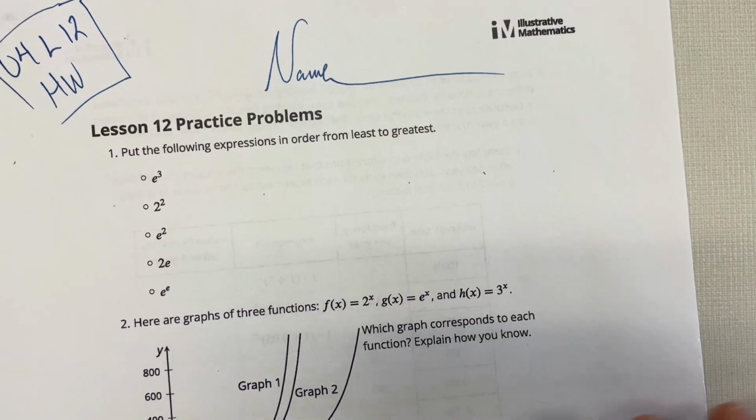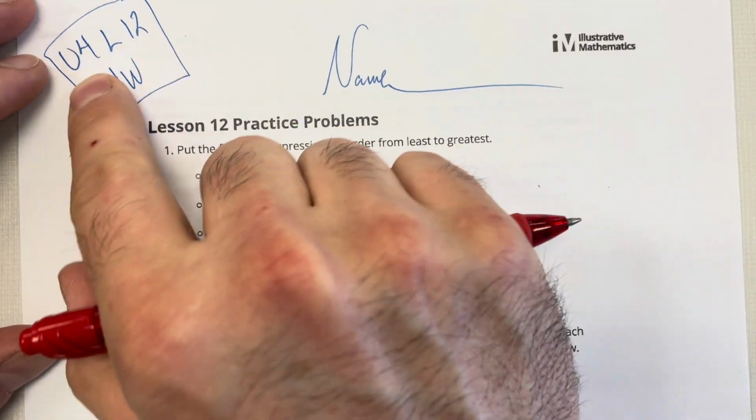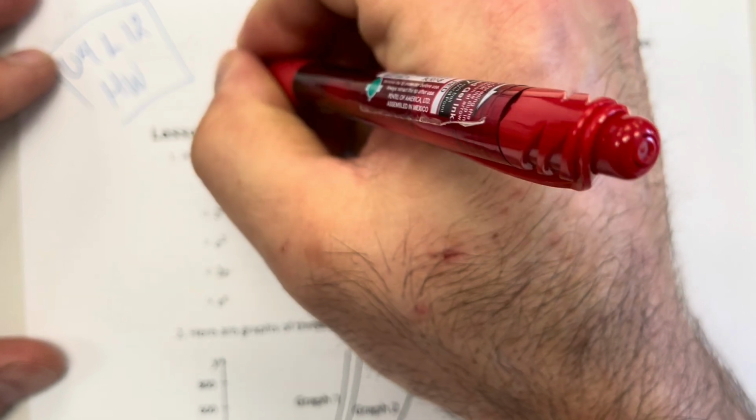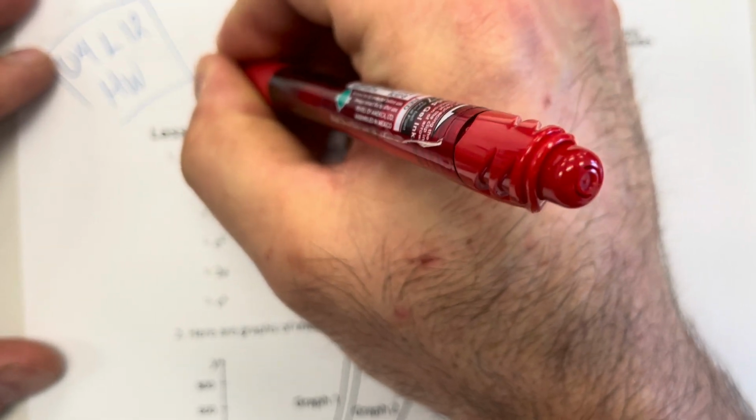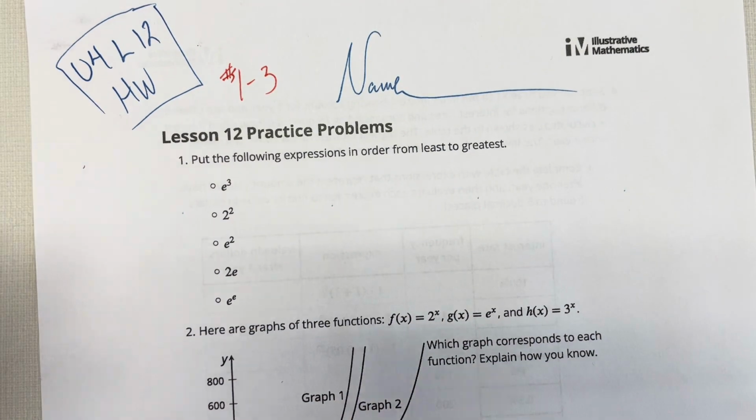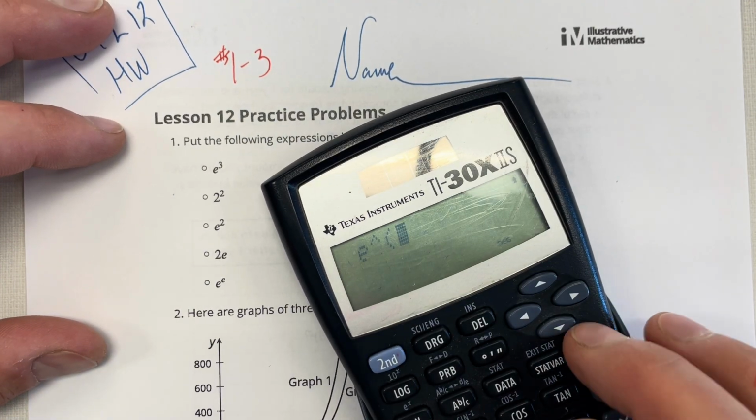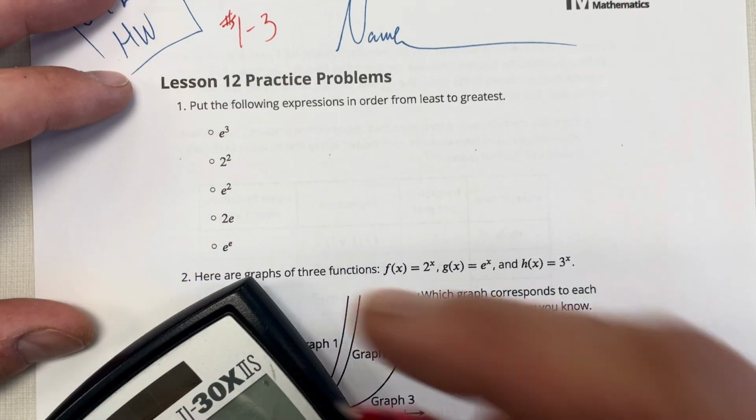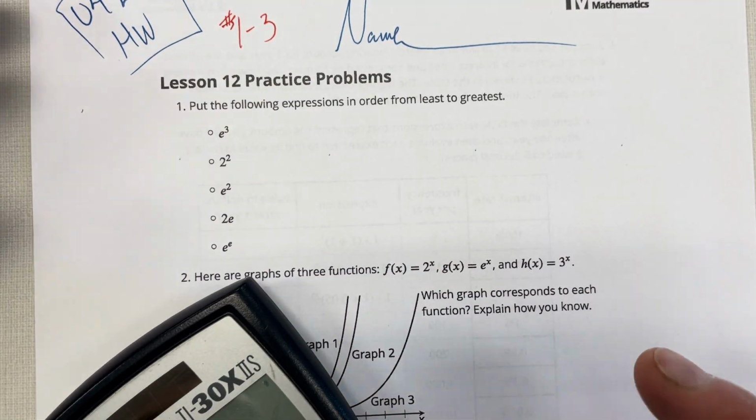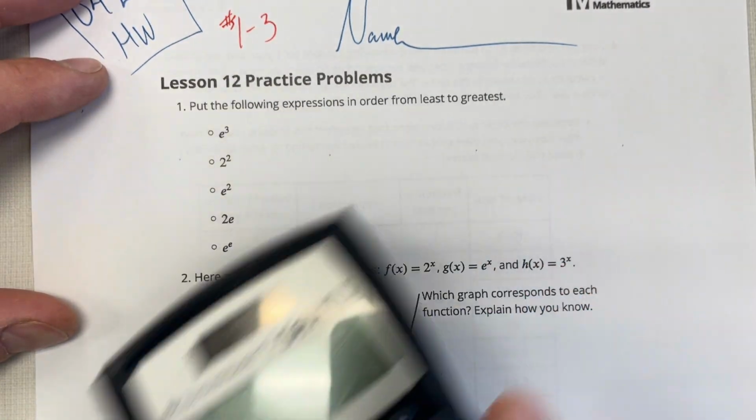Hey, Algebra 2, let's go over the homework for Unit 4, Lesson 12. Numbers 1 through 3 are fine enough for this class. Now, I've got my calculator handy for this one. Part of this is like, can you solve these mentally? But then it's also like, you know, calculator's okay with this.